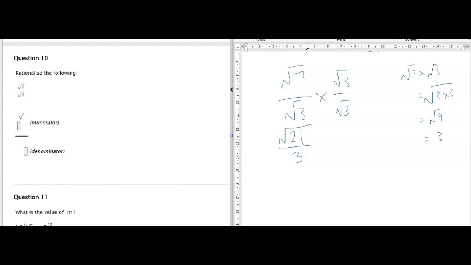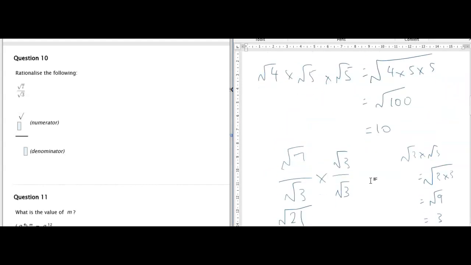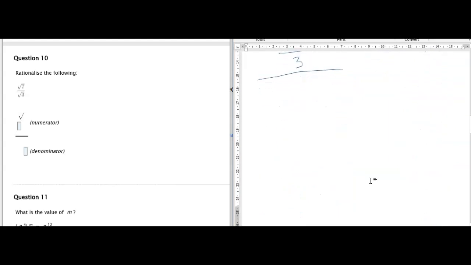Okay, and you can't do 21 divided by 3, because it's not 21 divided by 3. It's the square root of 21 divided by 3. And remember, the square root of 21 is somewhere between 4 and 5. So it's not 21. It's the square root of 21.